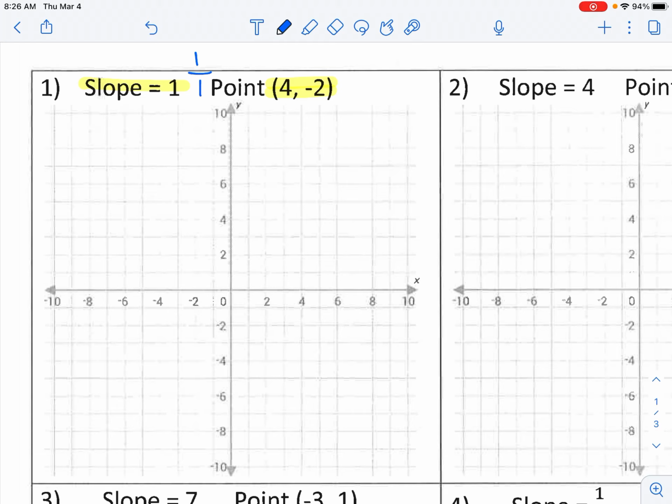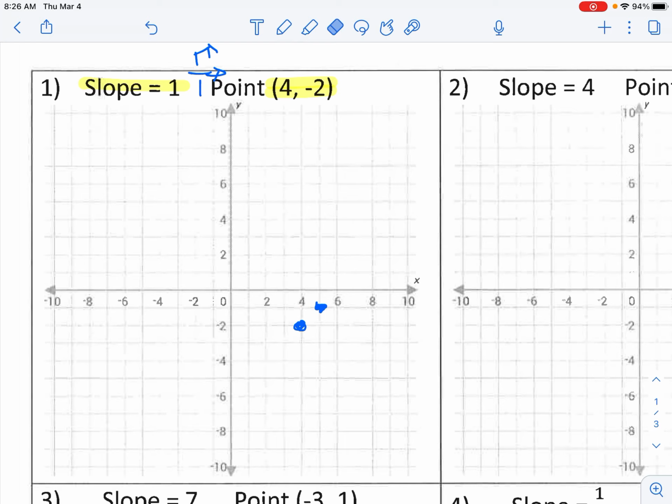So on my coordinate plane, I'm going to move to a 4 on the x and down to -2 on the y and plot my first, whoops, it's not drawing very well. Here we go. Plot my first point. If your slope is equal to 1, that means that your next point is going to go up 1 and right 1. So from here, I'm going up 1 and right 1. So my next point would be here.